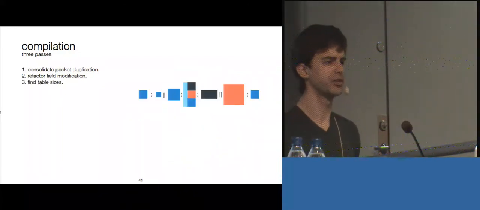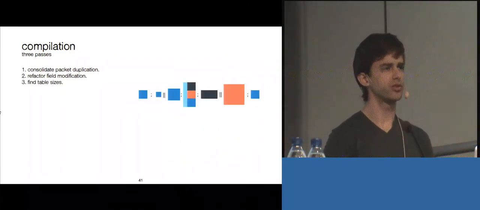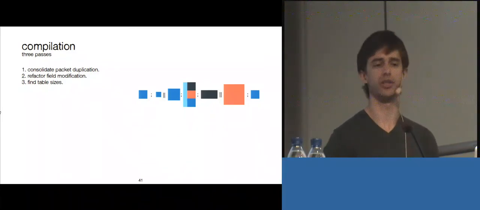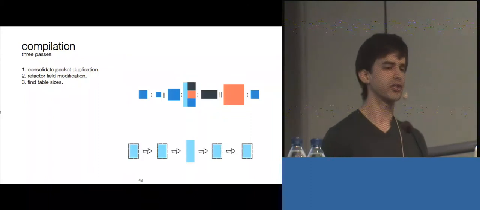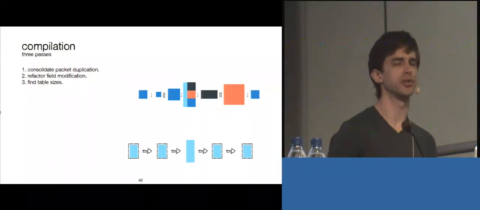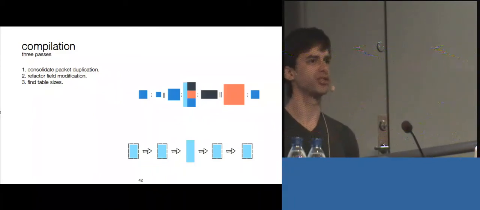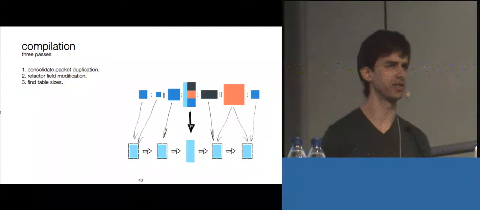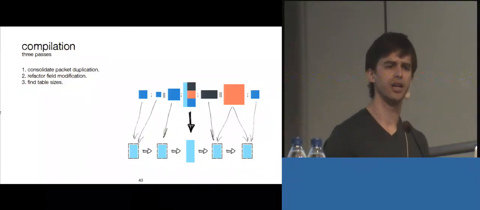Okay, so at the end of the first two phases, what we're left with is some sequence of tables, either joined sequentially or with concurrency. And we also have some set of physical tables that we'd like to place these tables onto. Right, so each table has some estimated size in terms of the number of rules that are going to be installed into it, and we're trying to fit these. And so there are some decisions to be made.